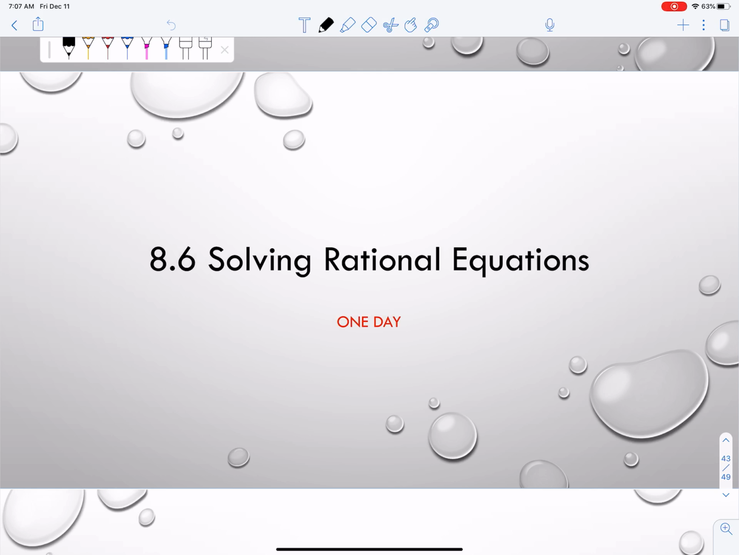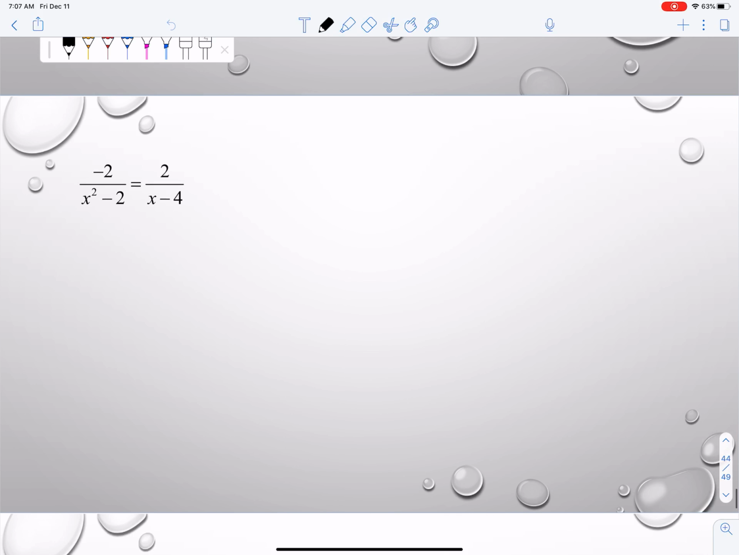All right, so this next section is going to be 8.6 on solving rational equations. So when we have rational equations, the biggest thing that we've got is we have variables in our denominator that now we have to get out of the denominator so that we can solve this equation.